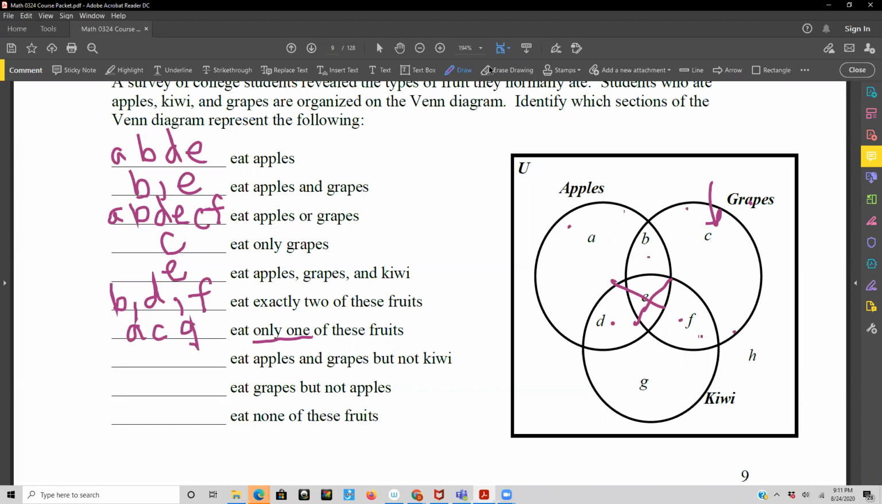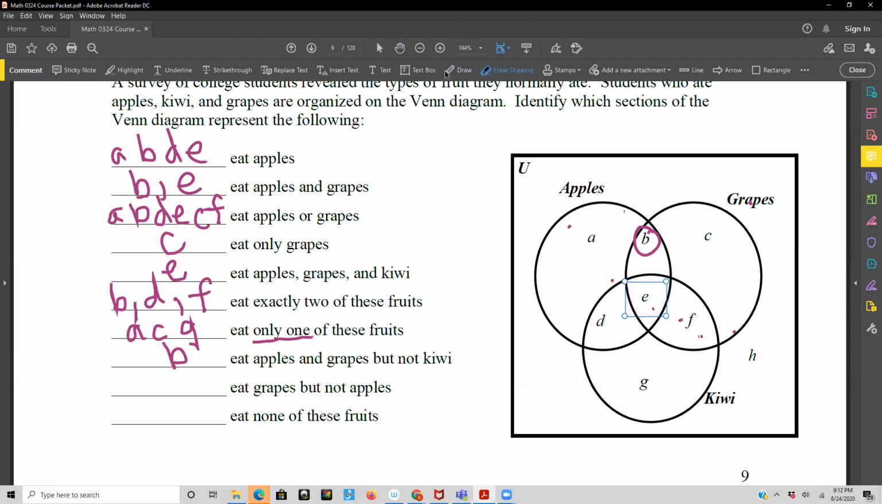All right, now comes a tricky one. They eat apples and grapes. So apples and grapes would be B or E, right? That's your overlap right in here, but not kiwi. So that means I'm excluding kiwi. So apples and grapes and not kiwi is this letter right here, B. Okay, apples and grapes, I'm just going to circle these, will be these two right here, but not kiwi. So if not kiwi, we're getting rid of this right here. Just B.